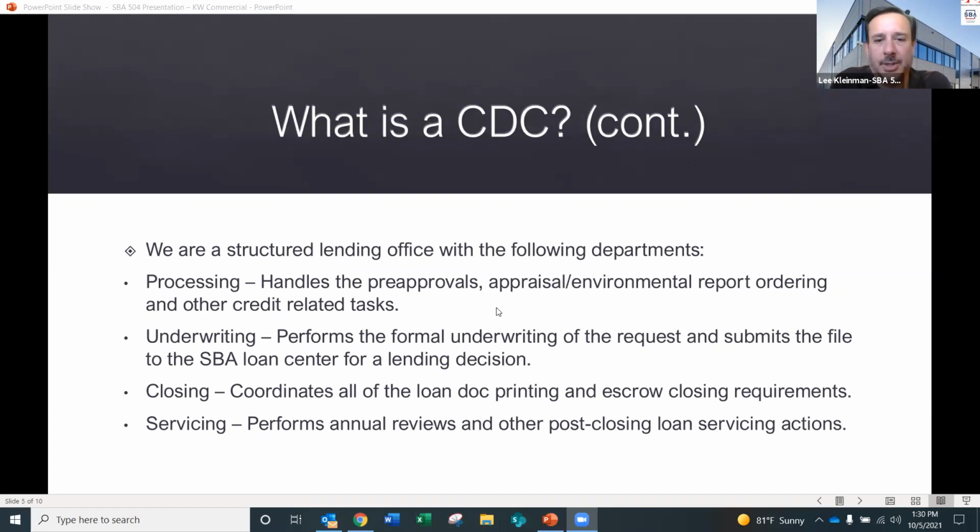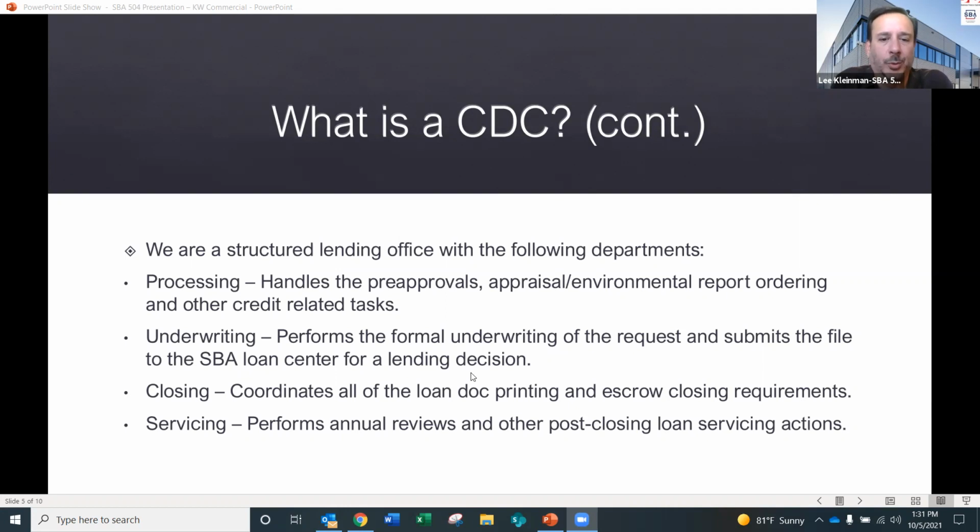The credit memos that the underwriters complete are typically 30 to 40 pages. There's a lot of detail that goes into the credit memo, or the write-up as some people refer to it as. When the loan gets approved by the SBA Loan Center, the file gets assigned to the closing team.